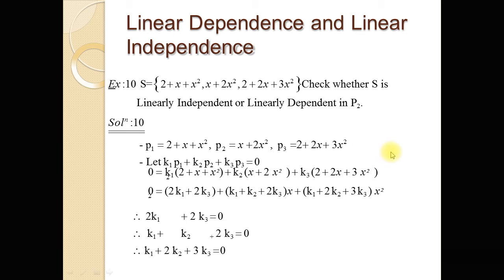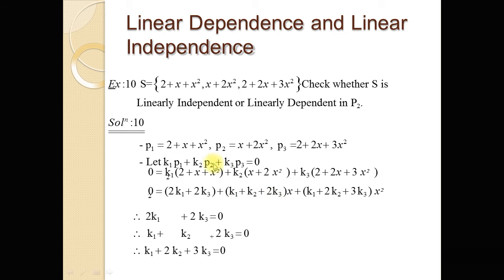So first of all, by definition, there will be some scalars k1, k2, and k3. Then k1 p1 plus k2 p2 plus k3 p3 will be equal to 0. So k1 into the first polynomial, plus k2 into the second polynomial, plus k3 into the third polynomial. Now adding the corresponding first component, second component, and third component. So 2k1, you see over here, this is the first component, the constant, and the constant here is 2k3.